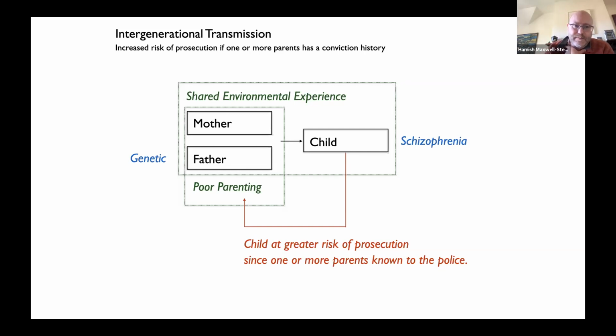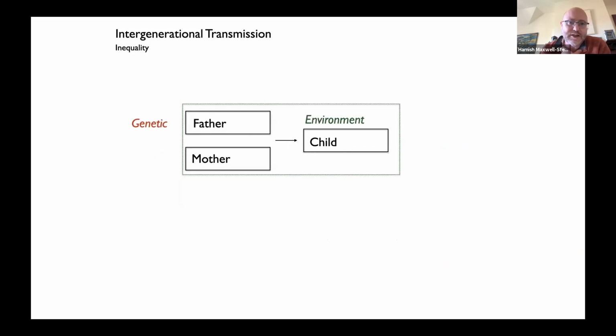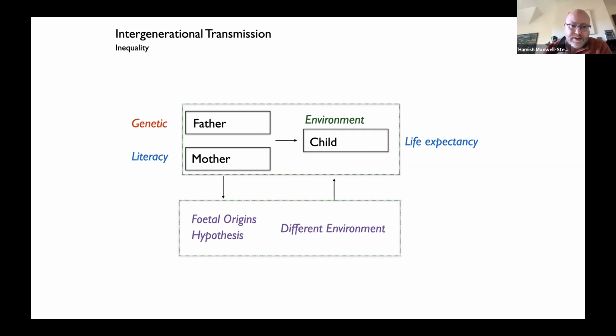Now, this is not actually the primary issue which interests me. I'm much more interested in the intergenerational transmission of inequality. But it turns out that these two issues require very, very similar data sets to explore. So again, we know that there's a genetic factor in intergenerational transmission of poor or good health, and we also know that there's an environmental factor. For example, we know that the mother's literacy is highly correlated in the past with life expectancy.